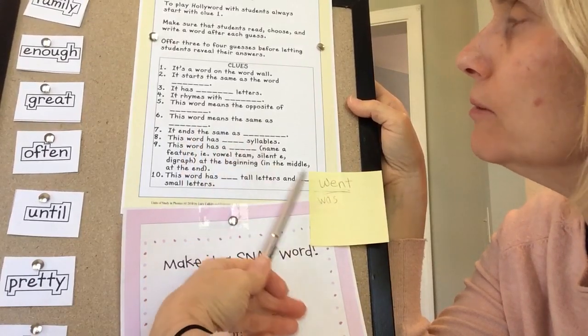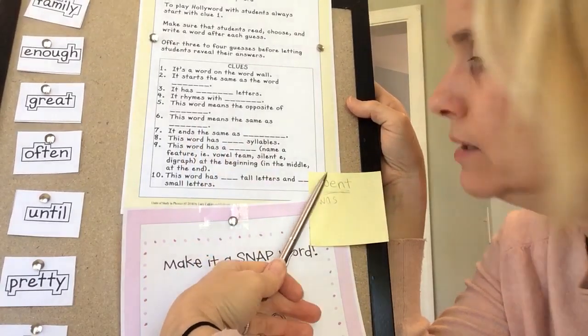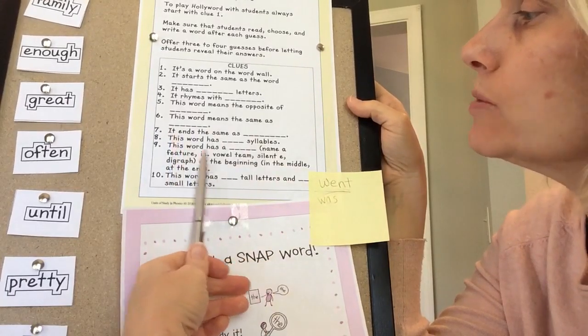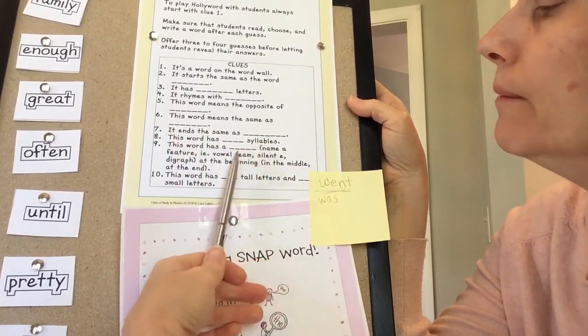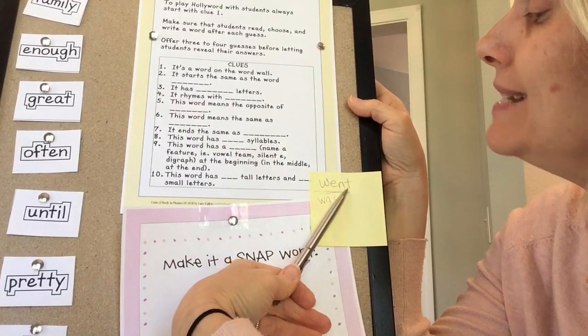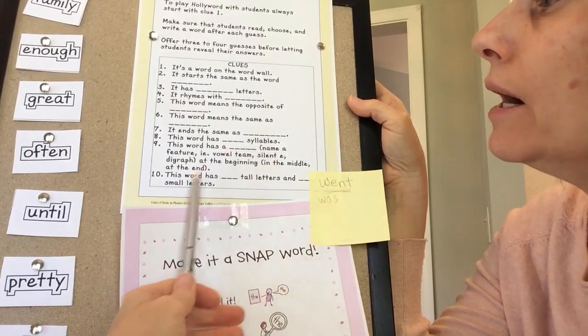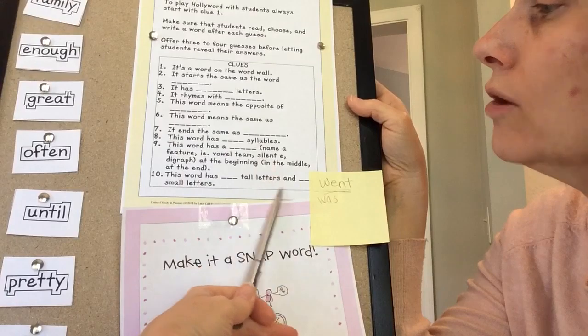This word has blank syllables. How many syllables does "went" have? It has 1 syllable. This word has an NT blend. This word has how many tall letters and small letters?